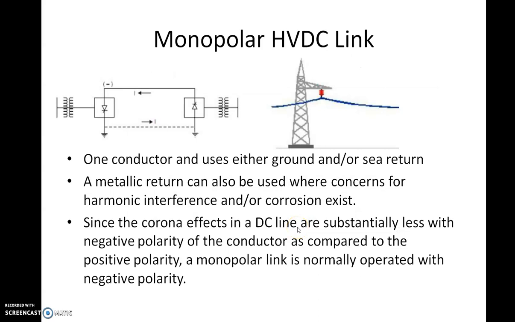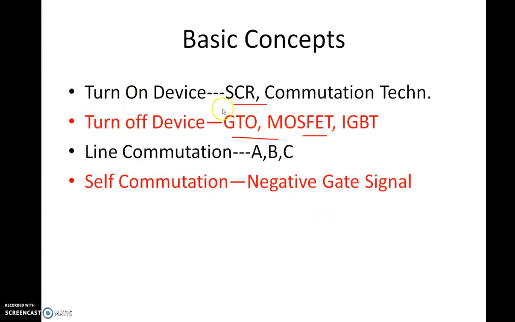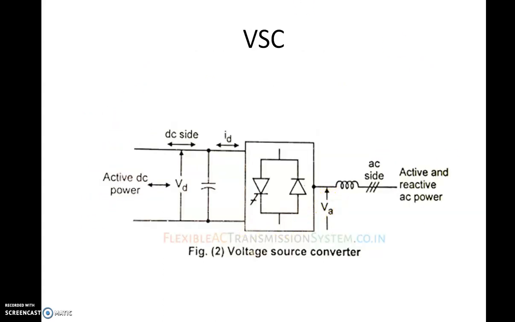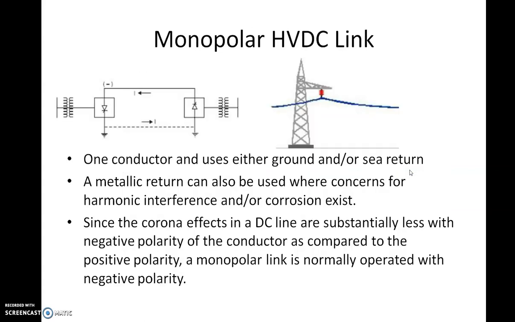Now we come straight away to the HVDC. So I have just taken these basics because I'll be talking about these converters many times. I'll be talking about the SCR, GTO, MOSFET, I'll say turn on device, turn off device, line commutation, self commutation. I'll be talking about VSC, CSC again and again. So you should have a brief idea about that. That's why I have initially spoken about these things.